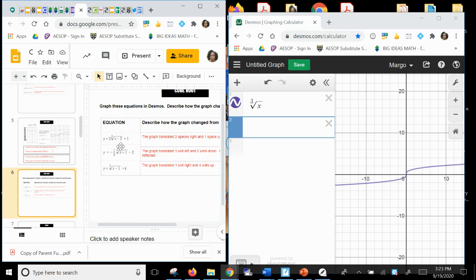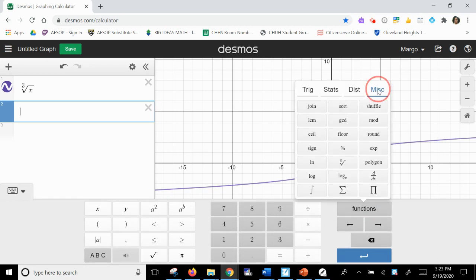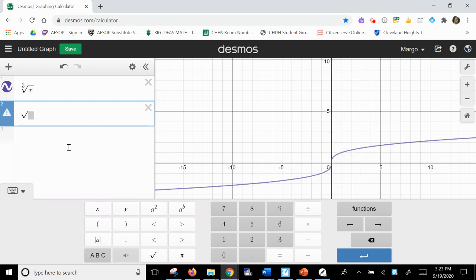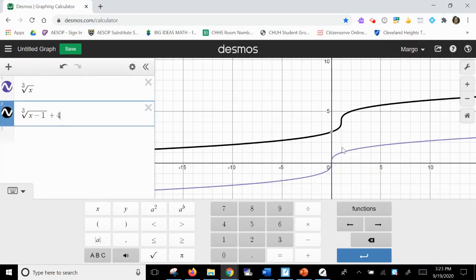So another equation is, I'll do this bottom one, cube root of x minus 1 plus 4. So again, cube root, I want keyboard, functions, miscellaneous, then check with the n, put a little 3. And then it was x minus 1. So in here, I'm going to put x minus 1. Then I'm going to click outside of there so that I can have my plus 4 on the outside. So now you see it's the same swirl except it moved.